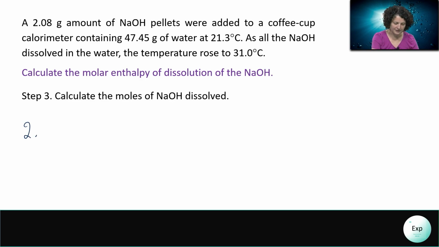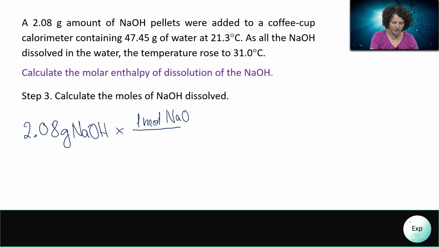For that, we're going to take the 2.08 grams of sodium hydroxide, and we're going to convert it into moles. On top, we say 1 mole of sodium hydroxide, and on the bottom, we say 40 grams of sodium hydroxide.